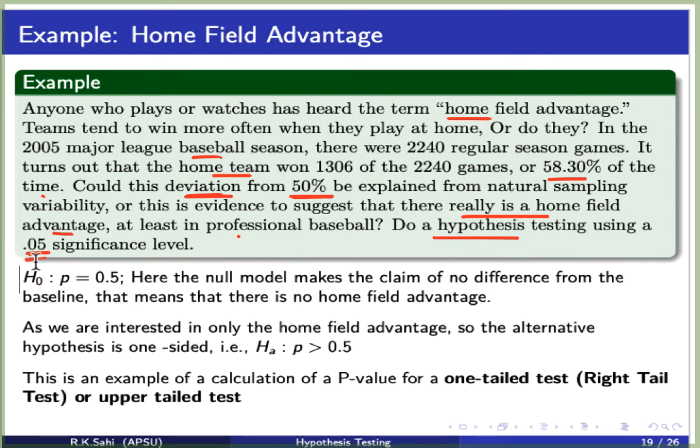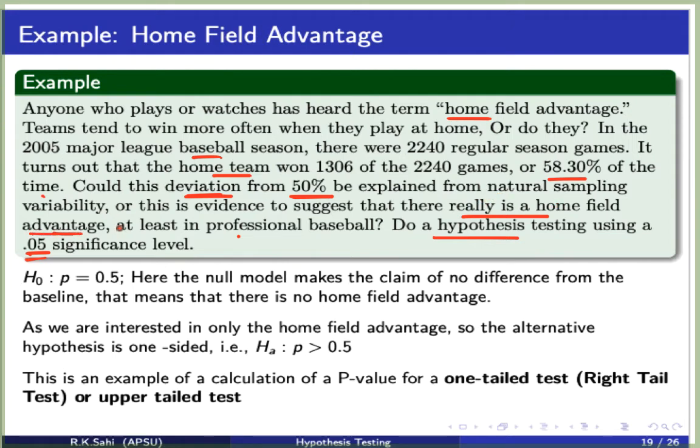Okay, so the first thing is we're already told that we have to do a hypothesis test. Okay, great. And then we think, I did not see the word mean or average. That means I'm doing proportions. Great. Then I need to know what my null and alternative are. So let's read the sentence with "could this deviation." That's going to be the key. It says, could this deviation from 50% be explained by natural sampling, or is there evidence to suggest that there really is a home field advantage?